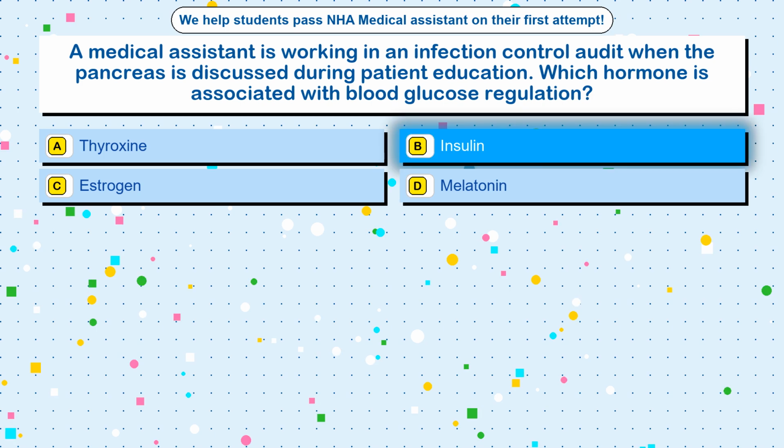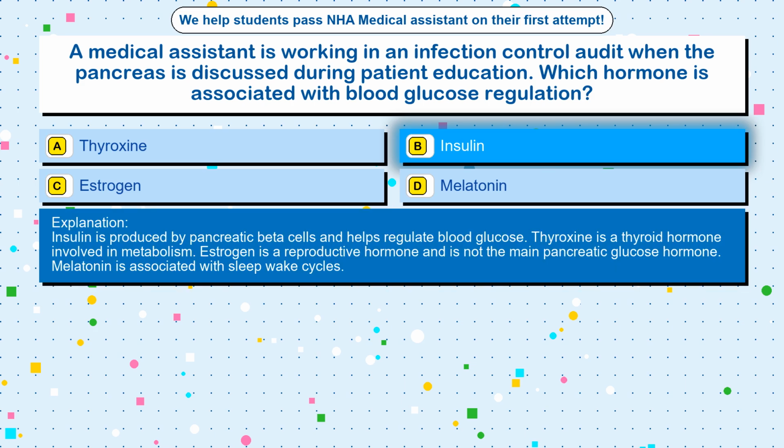The correct answer is option B, insulin. Insulin is produced by pancreatic beta cells and helps regulate blood glucose. Thyroxine is a thyroid hormone involved in metabolism. Estrogen is a reproductive hormone and is not the main pancreatic glucose hormone. Melatonin is associated with sleep-wake cycles.